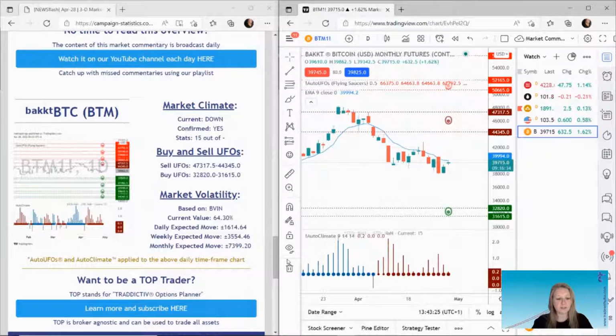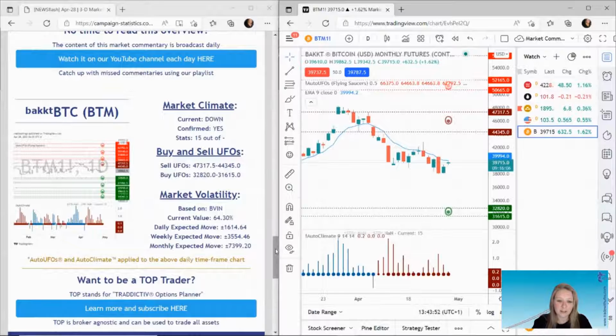For each of our markets, we've looked at climate, where we have probabilities, up, down, or nowhere, using AutoClimate to figure that out. We've looked at buy and sell UFOs, where do we have buyers and where do we have sellers that could push price up or down, respectively. And we've looked at volatility, how far we expect these markets to move within given periods of time, or how quickly we expect them to move.